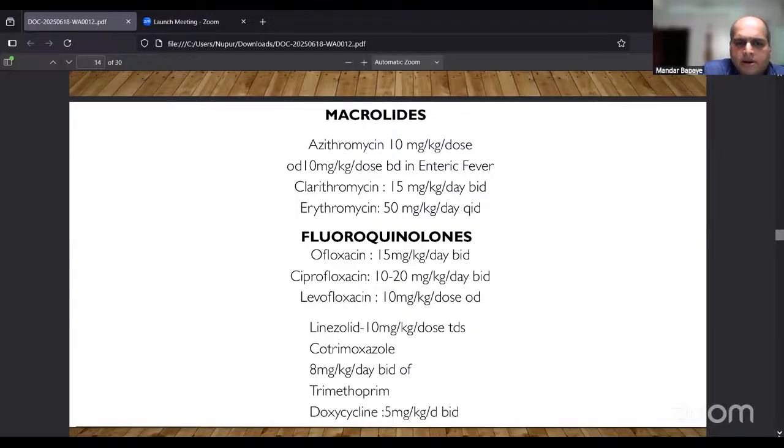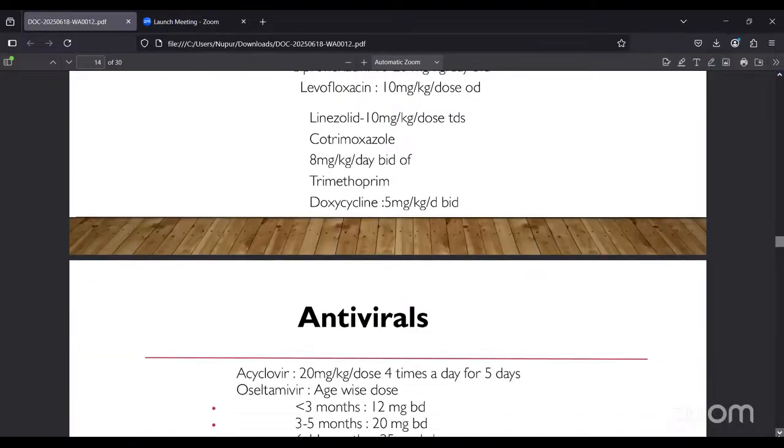And wonder drug, cotrimoxazole, the dose is 8 milligram per kilogram per day given twice in a day, and the dose is based on trimethoprim. And cotrimoxazole again is usually used with caution. And doxycycline, which could be used in more than 6 years at a dose of 5 milligram per kilogram per day in two divided doses, the indication being rickettsia.